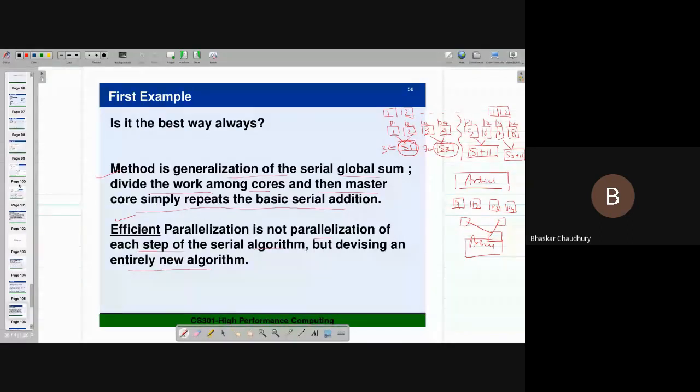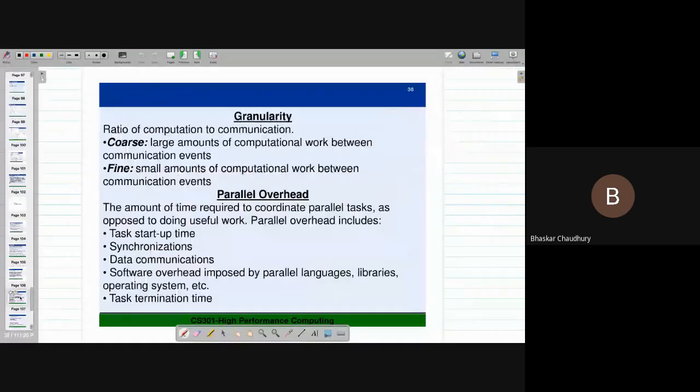Now, why am I doing all this discussion? Because I want to introduce a new term for you. That new term is called granularity. Now, what is granularity? Granularity is basically a ratio. It is a ratio of computation to communication: how much computation you are doing and how much communication you are doing. So it's the ratio of computation divided by communication.